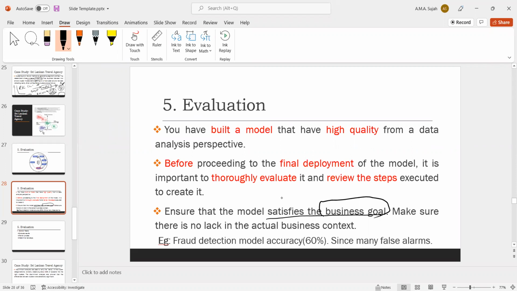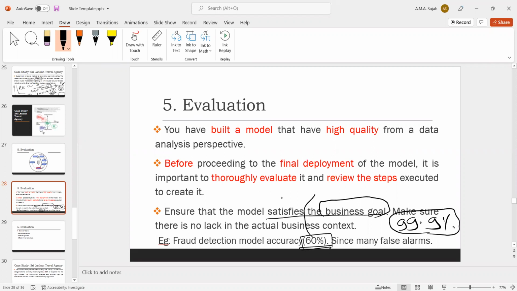Let's think about we are developing a model for fraud detection in credit cards. As a student, you are developing a model or doing data mining research to predict fraud activities in credit card transactions. But you are getting an accuracy of 60%. Is it possible to apply this model in the real world? No. If you are doing credit card transaction fraud detection, you must have an accuracy around 99.9%. Then only you can apply this in the real world.